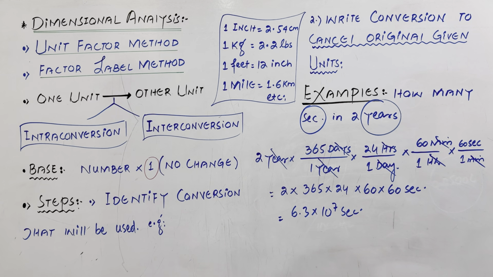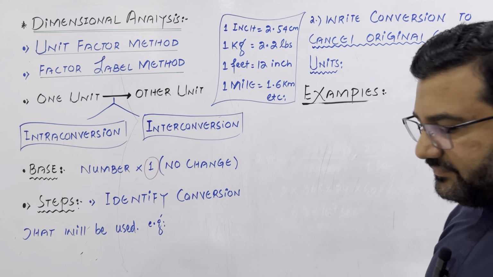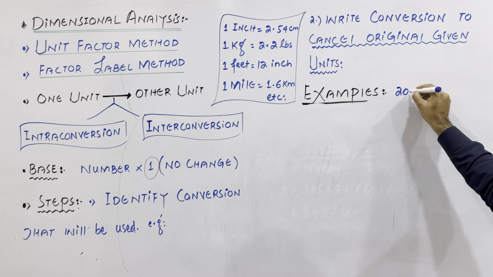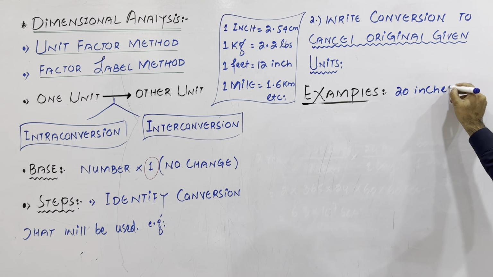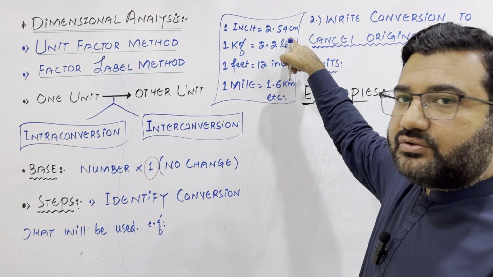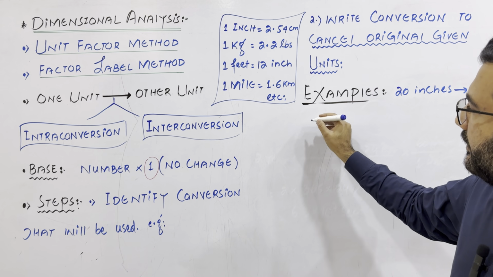Now let us take the last example. In the last example, we are going to convert 20 inches to millimeters. How many millimeters are there in 20 inches? Inches are directly related to centimeters, and then centimeters are related to millimeters. So first of all, you will have to convert the inches into centimeters, and then centimeters will be converted to millimeters.